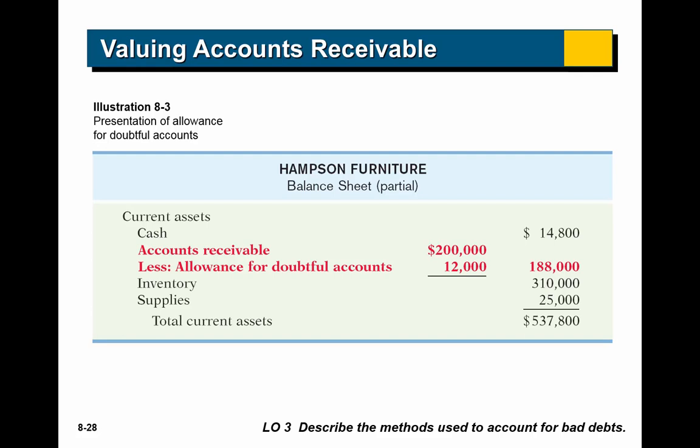So here's what our balance sheet will look like. Accounts receivable of $200,000, less the allowance for doubtful accounts of $12,000, gives them a net realizable value of that accounts receivable account of $188,000.